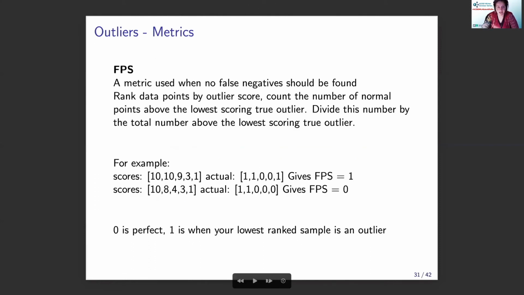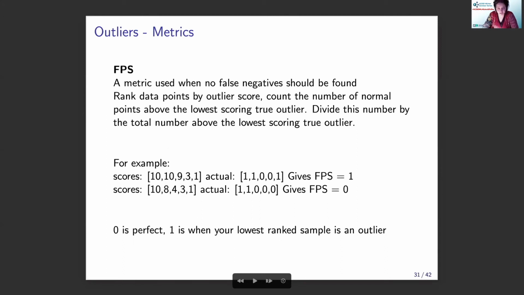Now, FPR is the false positive rate. This is a metric used when you really do not want any false negatives. So, for example, if you have a set of medical images, you really do not want the algorithm to miss something that could possibly be cancerous. You would much rather it picked quite a lot of non-cancerous but slightly suspicious ones than missed one cancerous one.